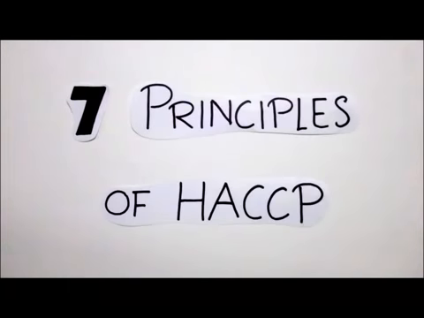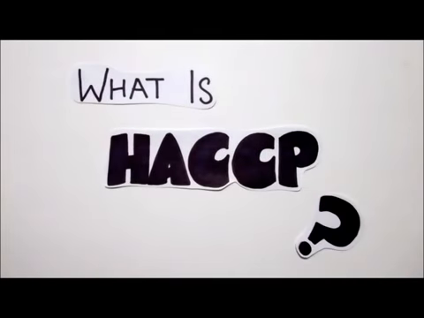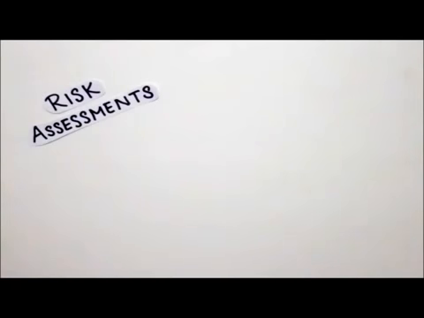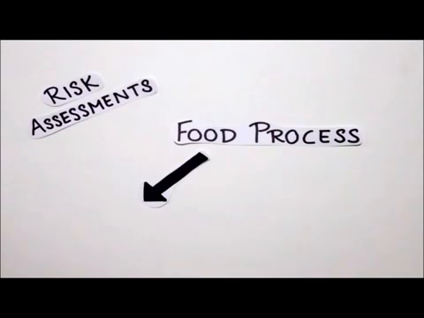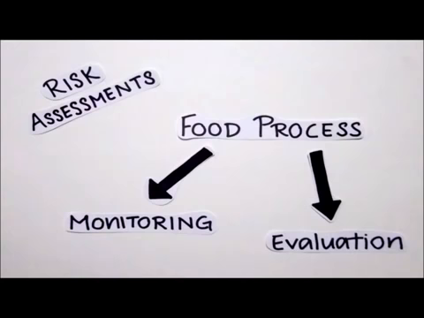Hello everybody, this video will be a presentation on the 7 Principles of HACCP, also known as Hazard Analysis and Critical Control Points. So, what is HACCP about? HACCP is actually a quality assurance system designed to prevent problems before they actually happen. It includes risk assessments, monitoring and evaluation of the food process, which helps reduce errors. And as with any system, it needs to be verified to ensure that the system works.